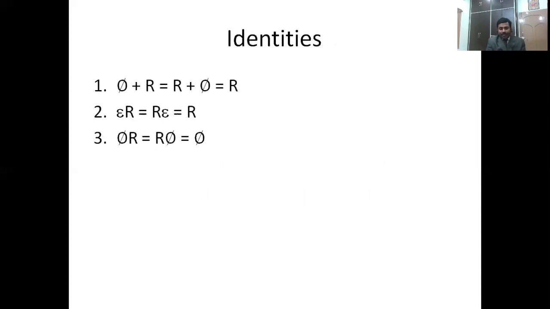So these are the identities of regular expressions. In the decimal number system, you add 0 to any other number and you get the same number. Likewise, phi is an empty set. You add an empty set to a regular expression, you get the same regular expression. Epsilon is an empty string. In the decimal number system, 1 multiplied with any number results in the same number. So epsilon concatenated with R will result in R. Phi concatenated with a regular expression will give phi, because phi is an empty set.